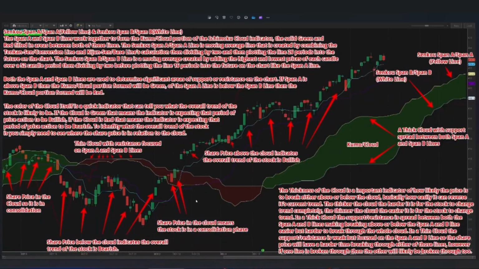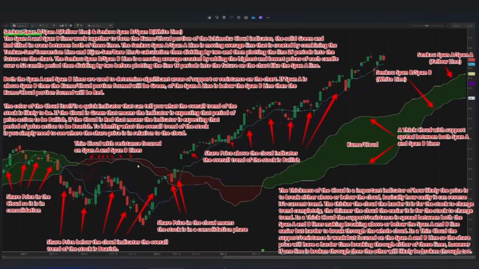Now, which line is on top and which is on the bottom doesn't really matter. Both of these lines are still used and seen as significant levels of support and resistance for that stock. So the color itself is basically a quick indicator of whether it's bullish or bearish.